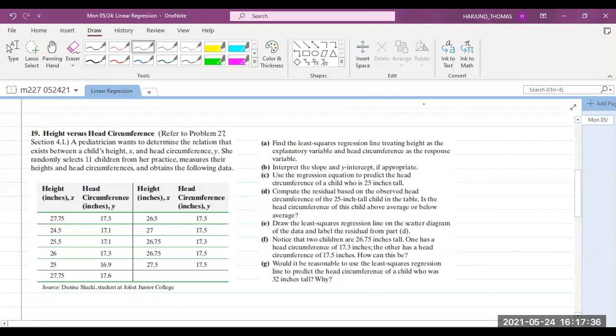Basically, it's about what equation we can use to see the ratio to relate the height and head circumference. In other words, if X is the height and Y is the head circumference, can we find Y equals MX plus B?